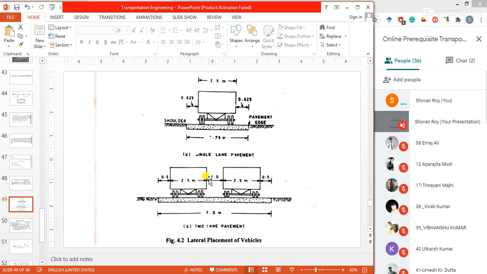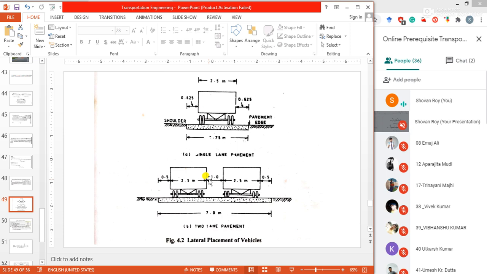The carriageway intended for one line of traffic movement may be called a traffic lane. The lane width is determined on the basis of the width of vehicle and the minimum side clearance, which may be provided for safety. So this is an important factor to determine the width of the pavement, also called carriageway.